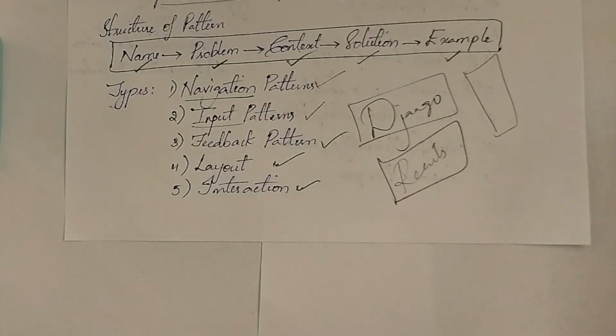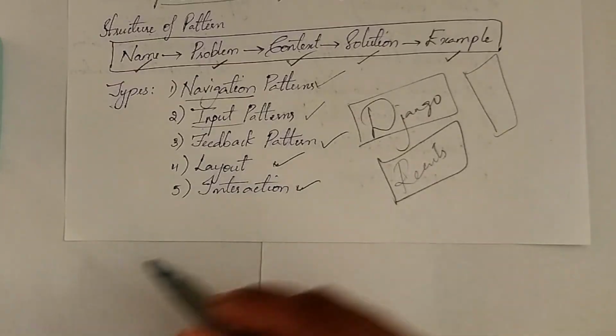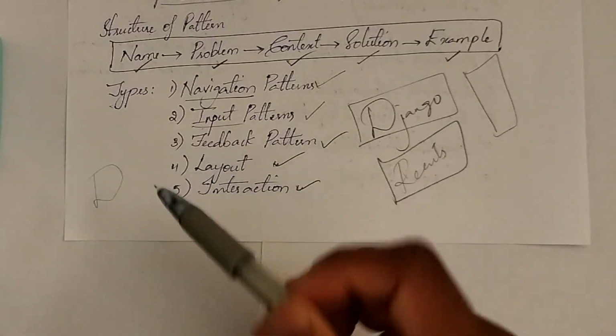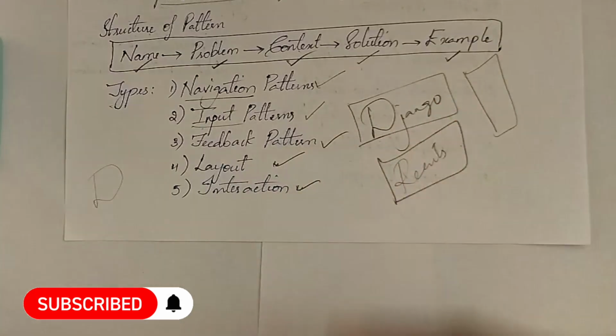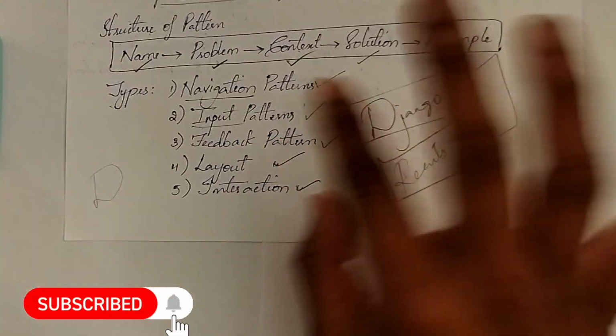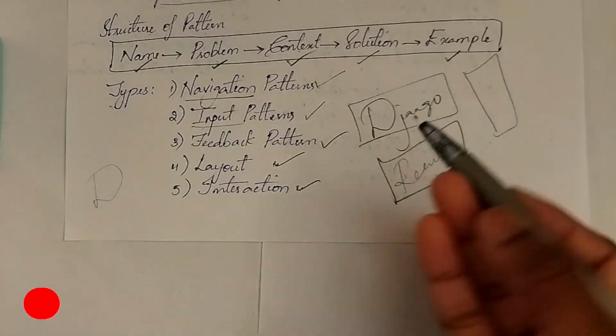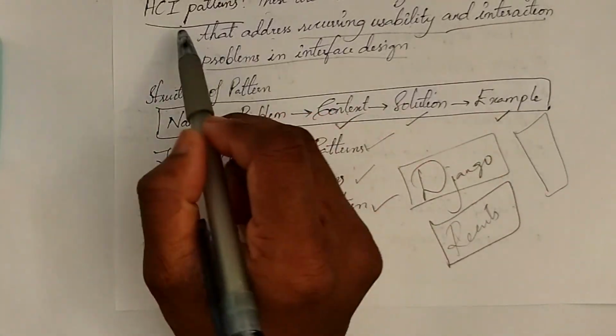Next one is the interaction pattern. Interaction pattern defines how users interact with the system. For example, drag and drop, swipe actions, or keyboard interaction. How we are interacting with the system, whether using keyboard, mouse, touch screen, drag and drop, or swipe, all comes under the interaction patterns. These are the different patterns. This is called HCI patterns.